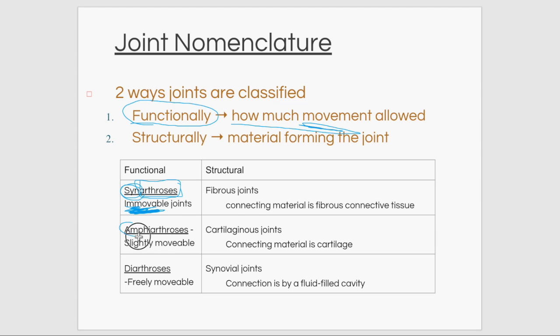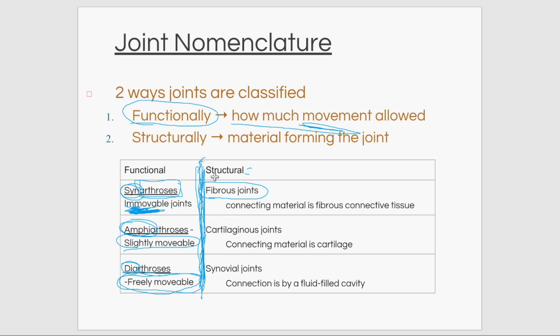The next type of functional classification is amphi. Amphi means on both sides, so there's a slight bit of movement on both sides. And then the last functional classification of joints is diarthrosis. So di, like as in diameter, right? It's splitting a circle in half. So you have two completely separated bones. However, they are held together and will allow quite a bit of movement. It's the most movable type.